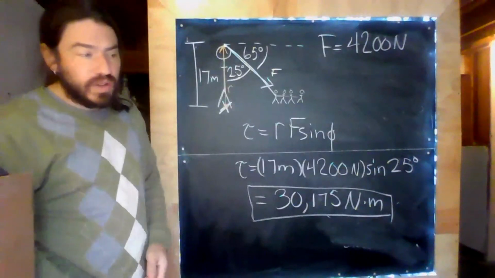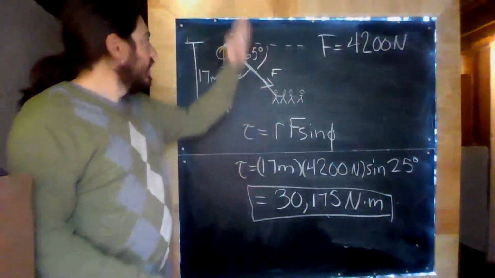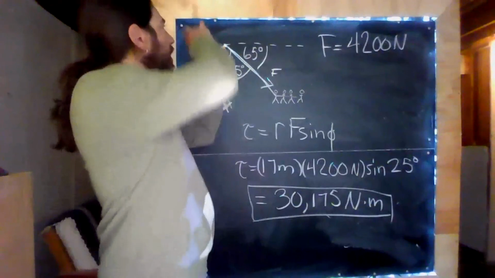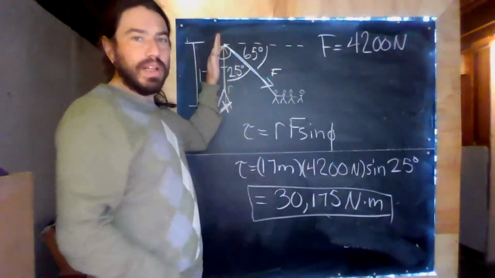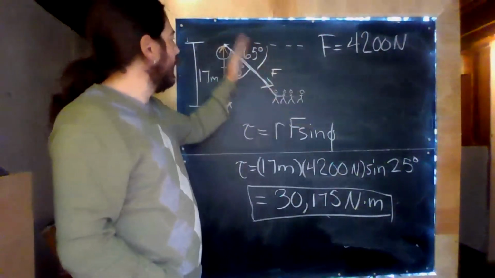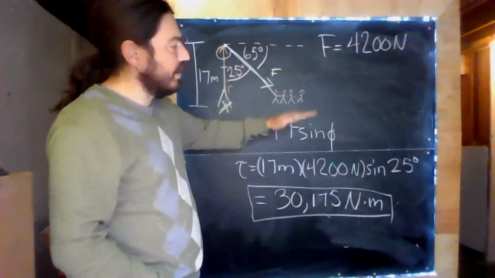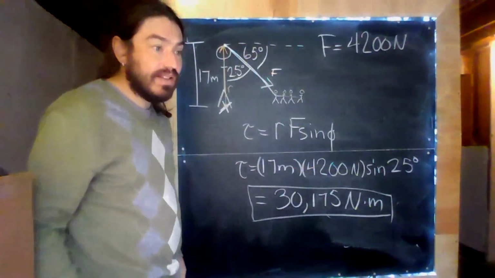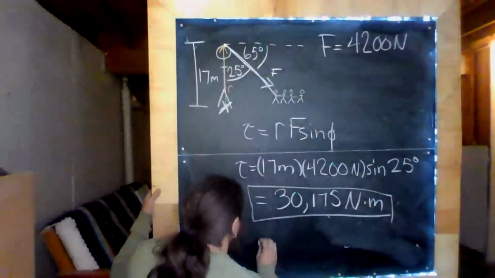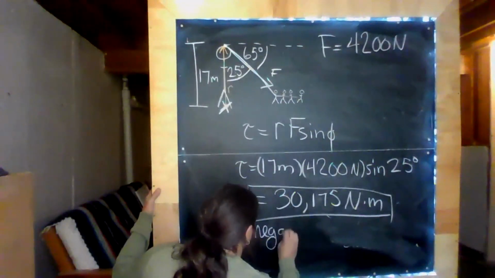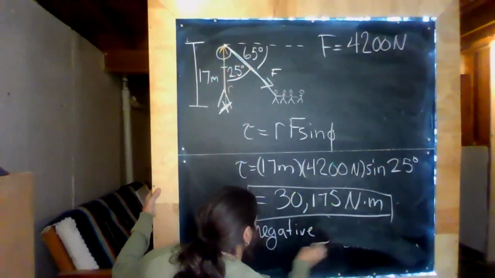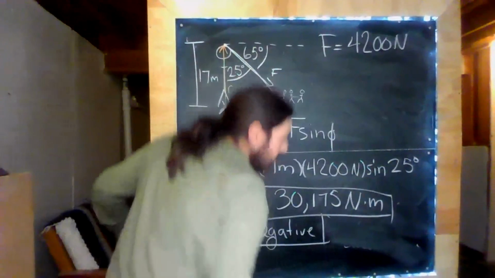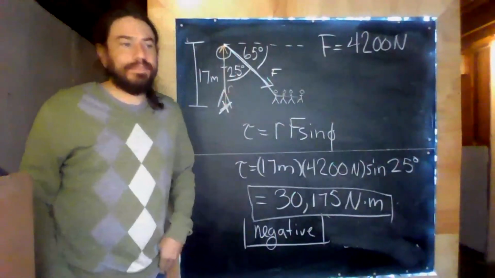Is this clockwise or is it counterclockwise? Well, here's the statue, and they're trying to pull it here, right? Even if they don't topple it, they're trying to pull it this way. So they're trying to pull it in a clockwise sense, and so it is a negative torque by our standard coordinate system.